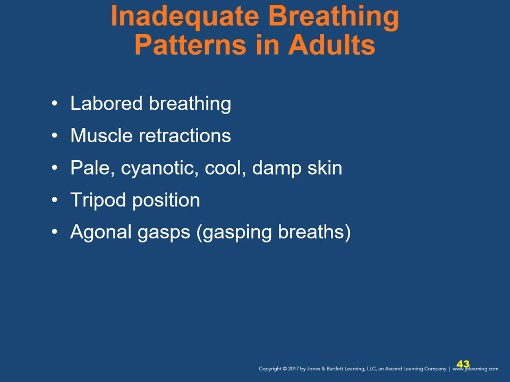With inadequate breathing patterns, you have labored breathing, which requires effort and may involve accessory muscles, and is much slower or faster than breathing as usual. You have muscle retractions above the clavicles, between the ribs, and below the rib cage, especially in children. The skin can appear pale or cyanotic, which is blue, and be cool, damp, or clammy. And the patient is usually sitting in the tripod position, which is leaning forward with their arms resting on their knees. And there may be agonal gasping, which are gasping breaths after the heart has stopped, which is cardiac arrest.